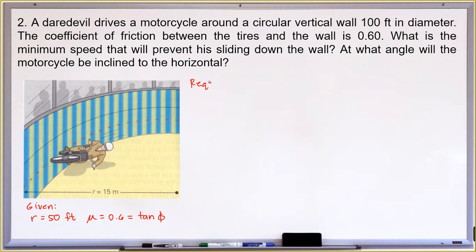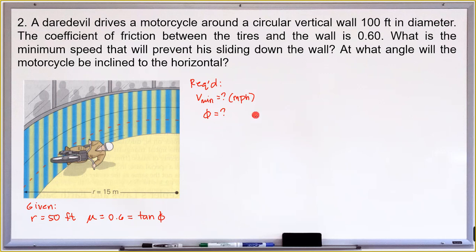Then our required is, first, the minimum speed that will prevent him from sliding down the wall. So that is the V minimum. Let's express it in terms of miles per hour. And then the second requirement is the angle of inclination. That is phi. I will explain later why it is phi and why it is not the angle of banking.